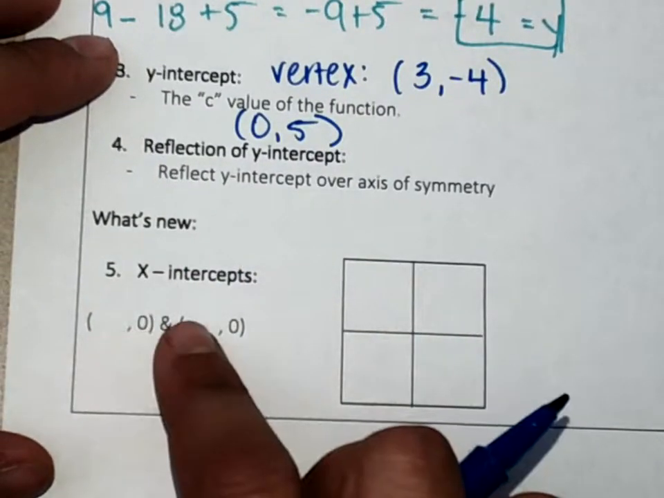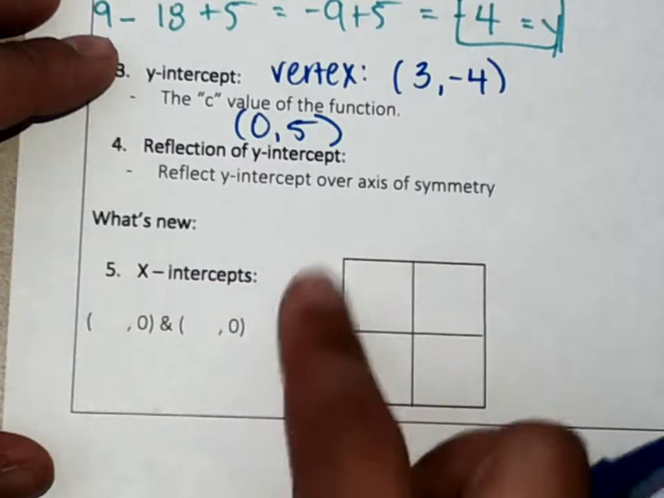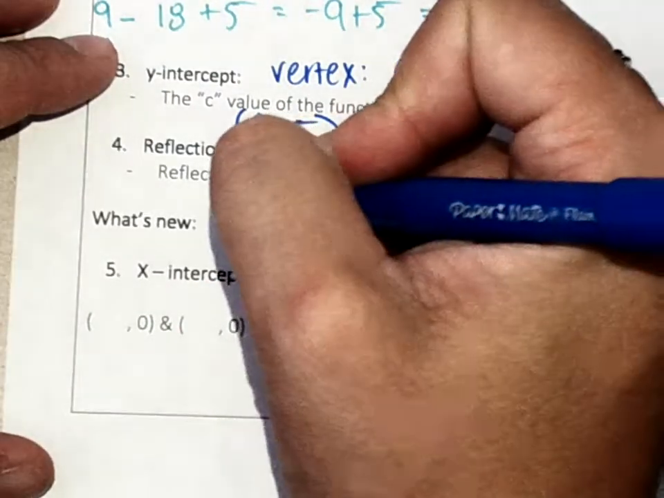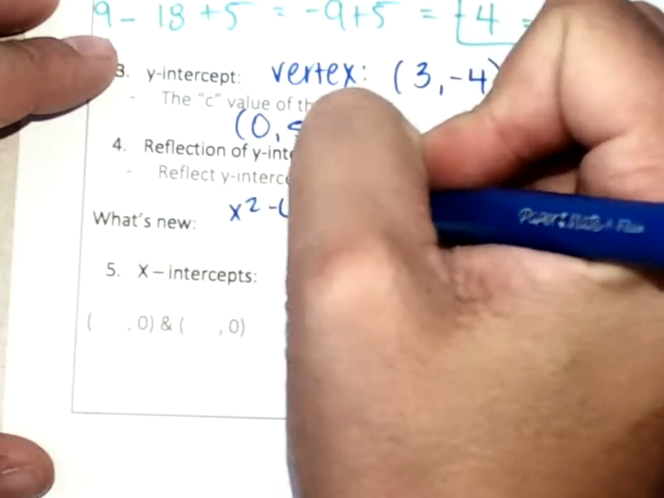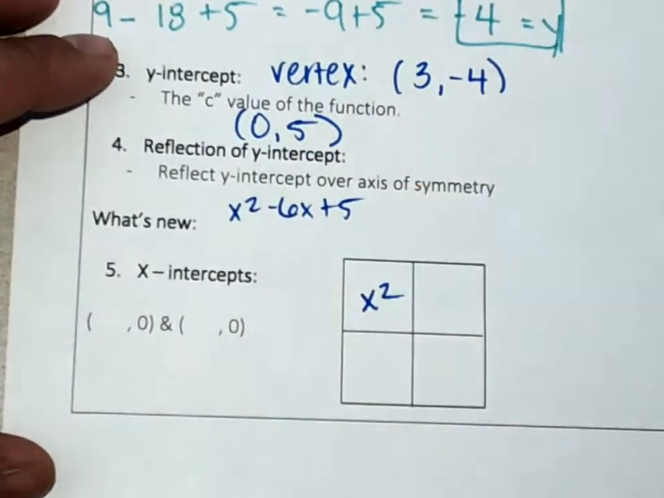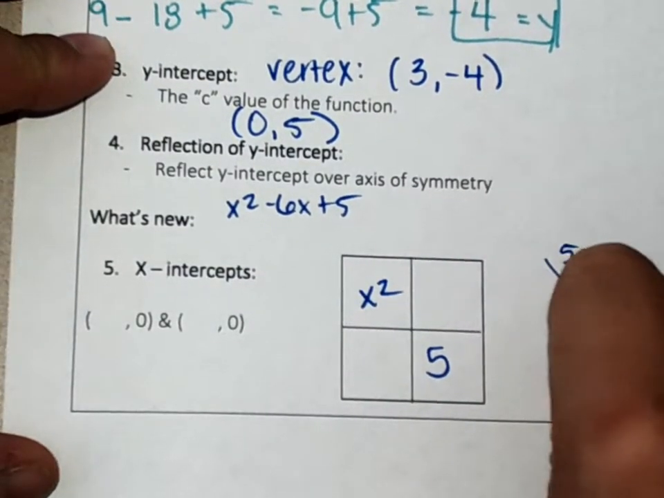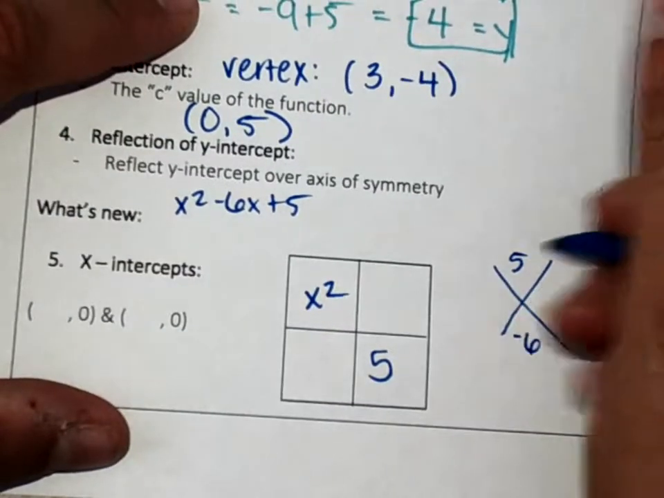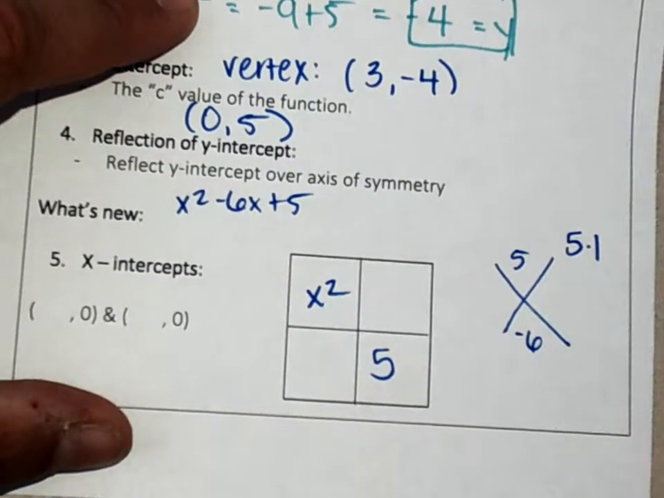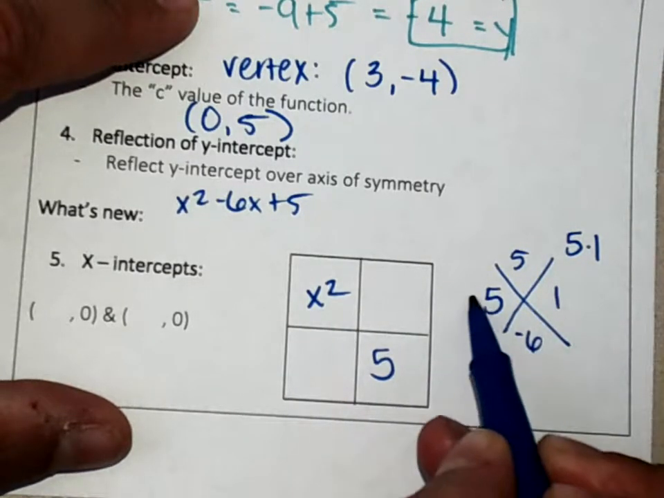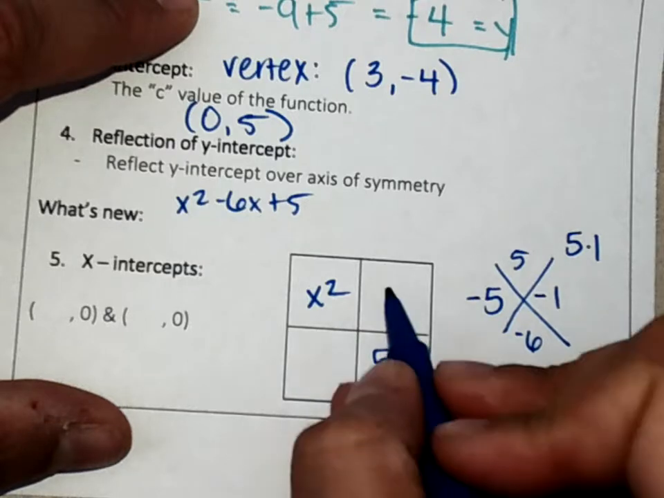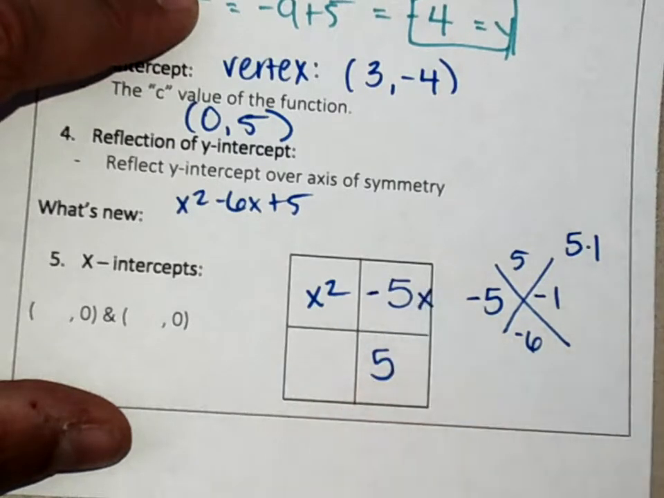We're going to find our x-intercepts, and we're going to do that by factoring. So our equation is x squared minus 6x plus 5. X squared goes in the first box, 5 goes in the second box. We want to think of 2 numbers that multiply to 5 but add to negative 6. So the only multiples of 5 are 5 and 1. So those are our only options. Now I can get to negative 6 if I make both of them negative. So this will be negative 5x and negative 1x.